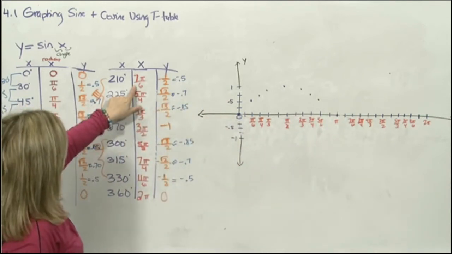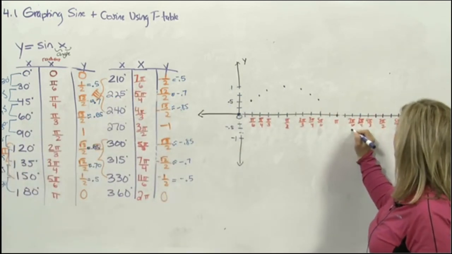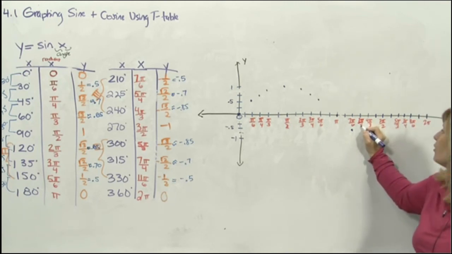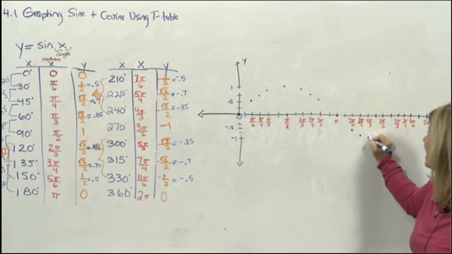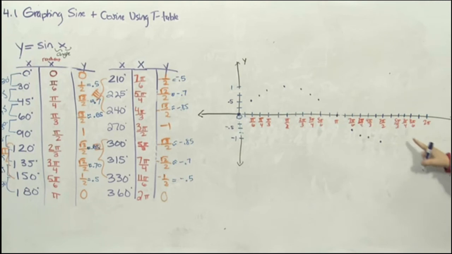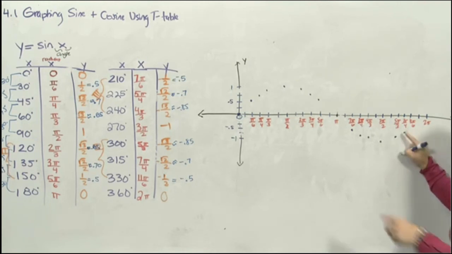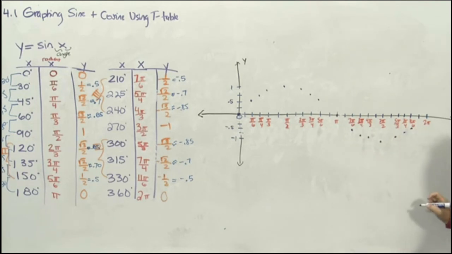So we'll go slow. We're going to 210, which is 7 pi over 6. The y value is negative 1/2. We're going to 225, the y value is negative 70 cents. We're going to 240, the y value is negative 85 cents. We're going to 270, the y value is negative 1. And then it repeats. At 300, we're at negative 85 cents. At 315, we're at negative 70 cents, so they're matching up. At 330, we're negative 50 cents. And at 360, we're back at the origin 0.